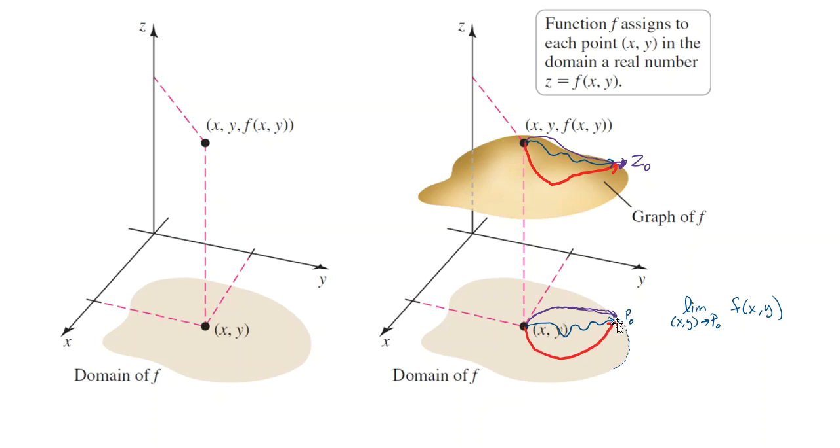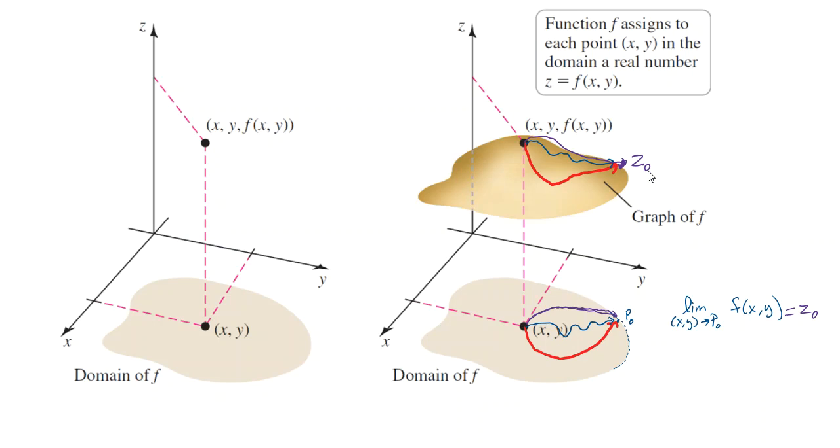If the limit as (x, y) approaches P sub 0 along every path also approaches z sub 0, then we could say that the limit as (x, y) approaches P sub 0 of f of (x, y) equals z sub 0, even if P sub 0 is not in the domain.